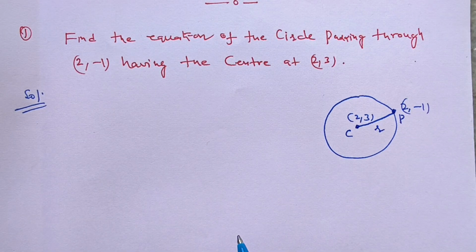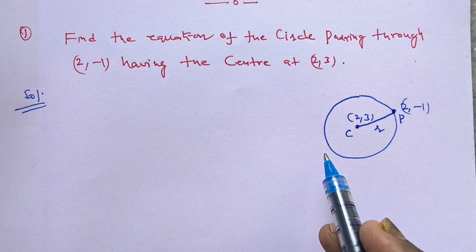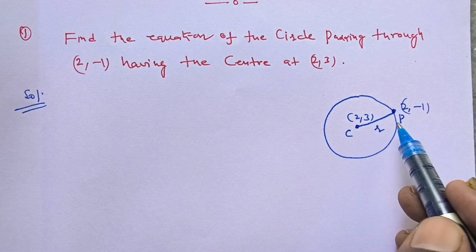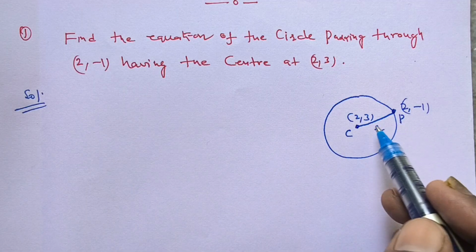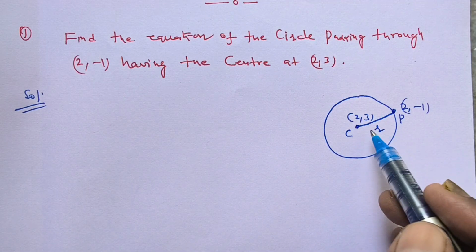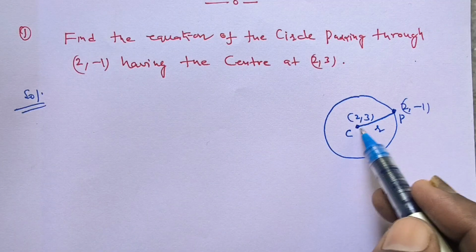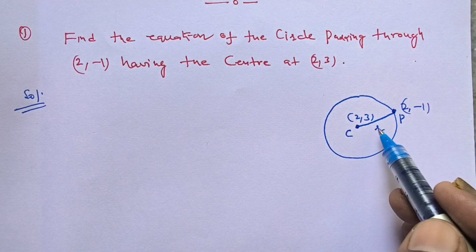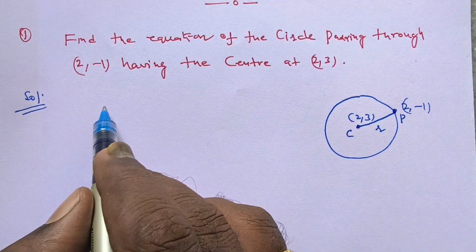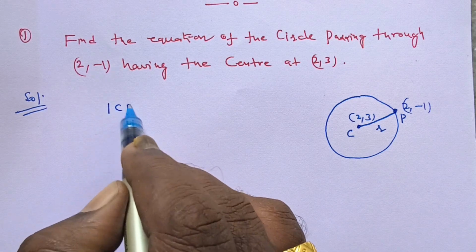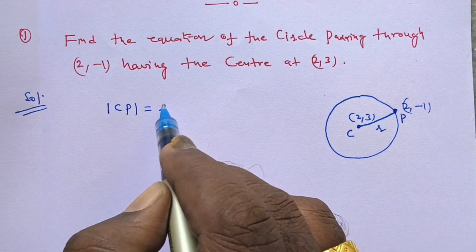So to find the circle equation, we need center and radius also. So by the given information, we need to find radius first. So the distance between these 2 points is equal to the radius. So we have mod CP equals to R.